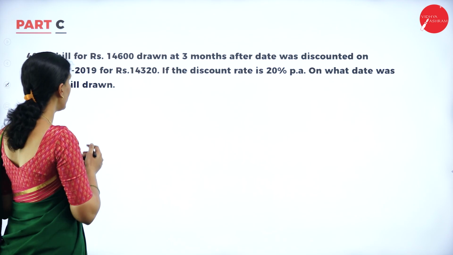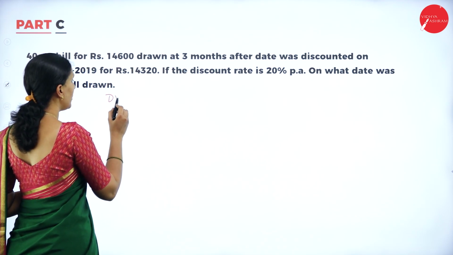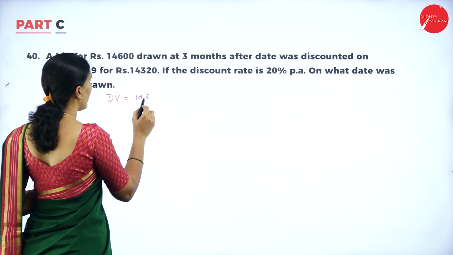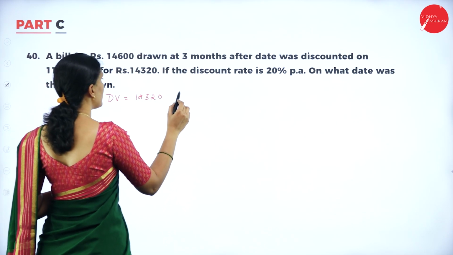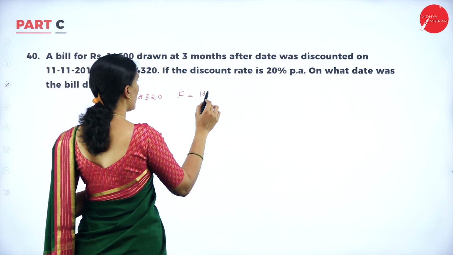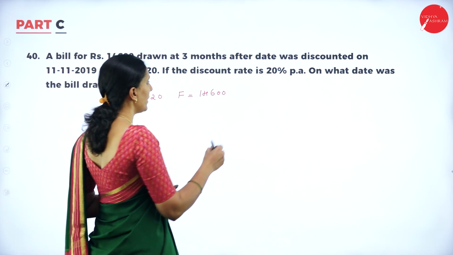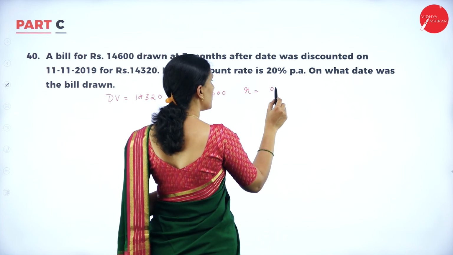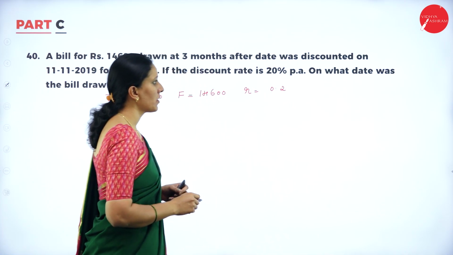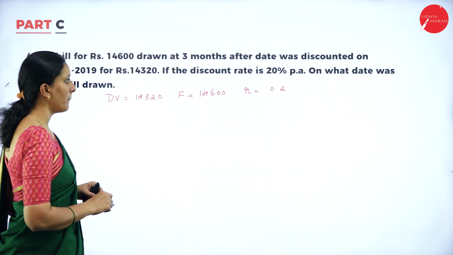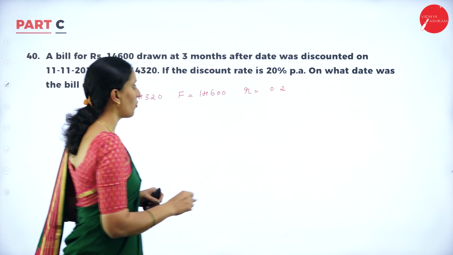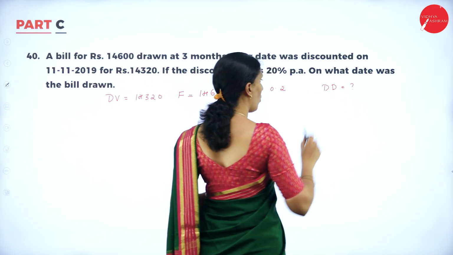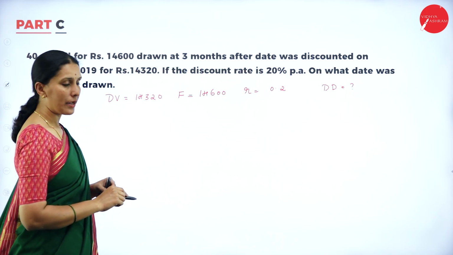What is given here? We have a discounted value, that is 14,320. Your face value is given as 14,600. Next we have a rate of interest as 20% per annum, that means 0.2 in decimals. On what date was the bill drawn? So we need the date of drawing. To find the date of drawing, we need the legally due date also. So let's find the time period now.